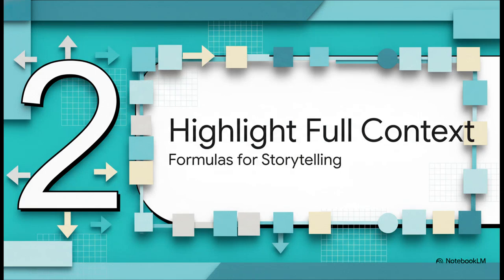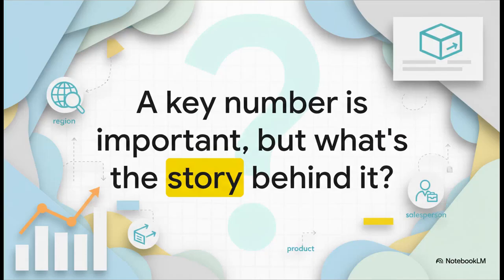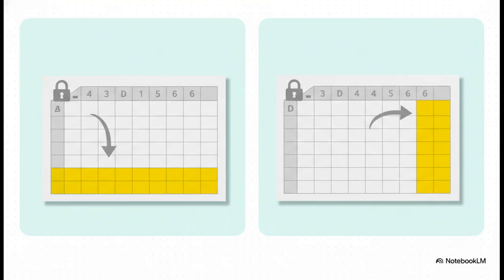Highlighting a single number is a good start, but it's rarely enough. We need to use formatting to tell the whole story, and that means highlighting the entire context surrounding that key number. Think about it. You see a big sales number highlighted. That's great, but which product was it? What region? Who was the salesperson? A single highlighted cell just creates more questions. To make a real decision, you need that surrounding context. You need the whole story.